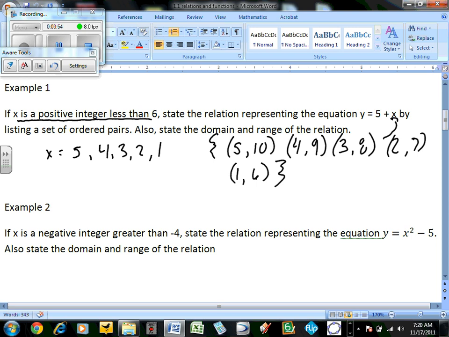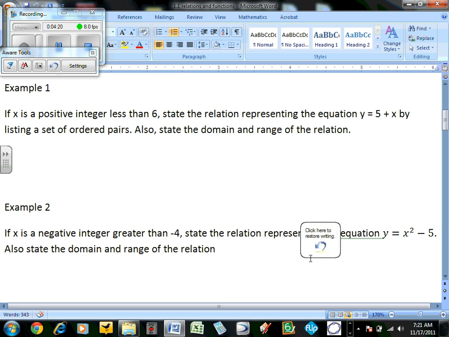They said also state the domain and the range. All right, so the domain then is going to be our x values. Domain is going to be 5, 4, 3, 2, 1. Our range values are going to be all of our y values. So 10, 9, 8, 7, and 6. And we put them in little brackets here to note that they are sets.